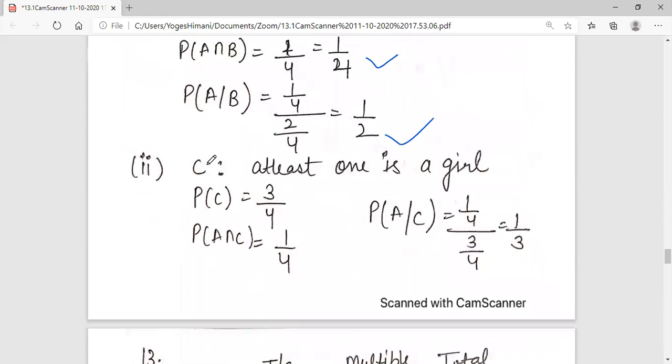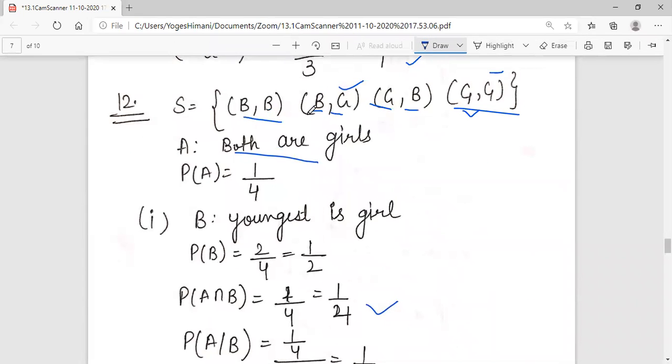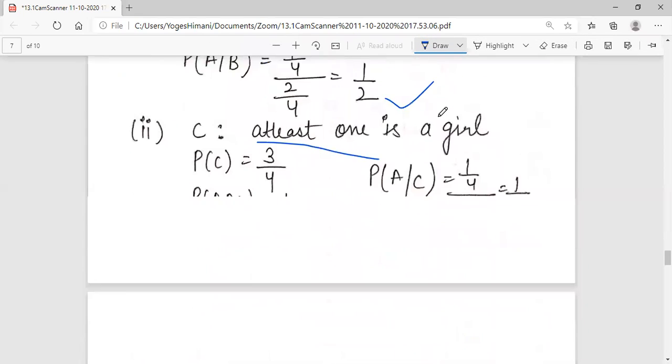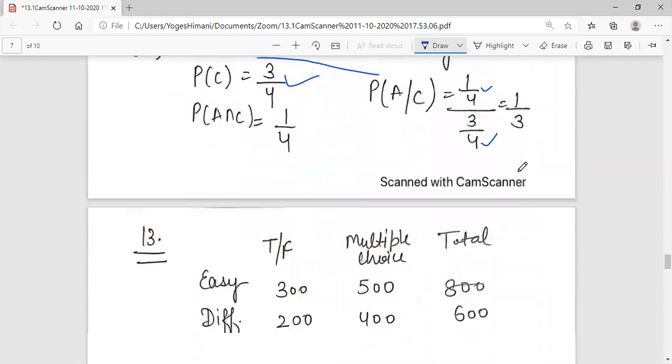Now, for C, they are saying at least one girl. At least means minimum 1, maximum 2. It means 1, 2, and 3. How many cases are there? 3, so 3 by 4. And A intersection C is 1 by 4. Probability of A by C means A intersection C upon probability of C, that is 1 by 3.